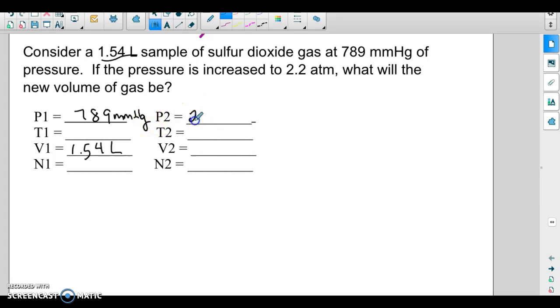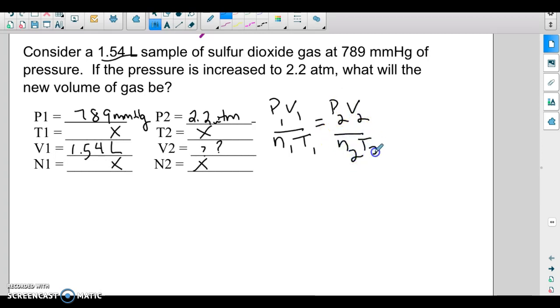And then they're saying that the pressure is going to be increased to 2.2 atm, and they want to know the new volume. So this is my X, my question mark. They don't mention temp or moles. So I can always start with the combined gas law. And then anything they don't give, I'm going to assume is constant, and that would just come out of the equation. So I'm left with this equation, which is Boyle's law.